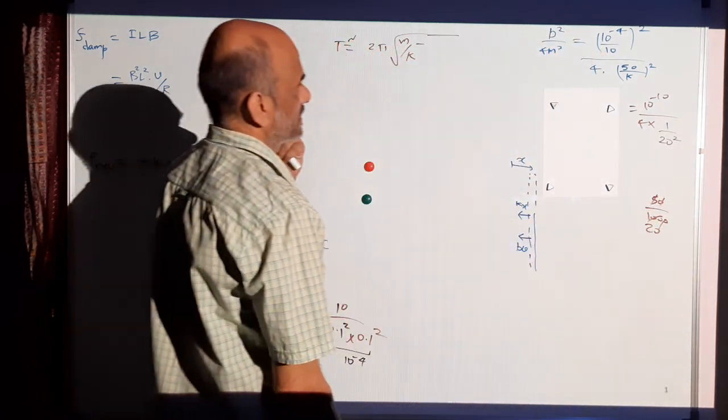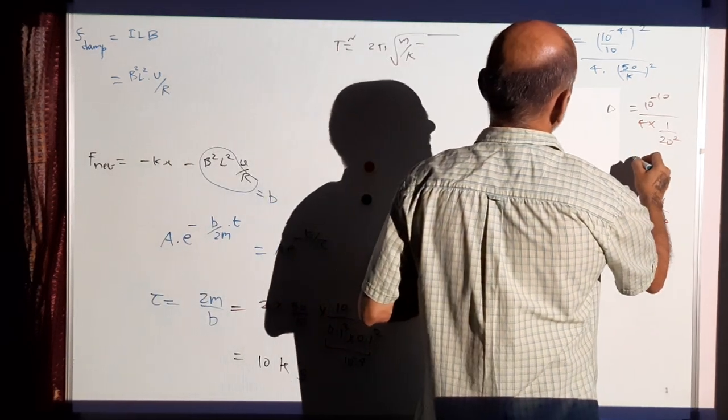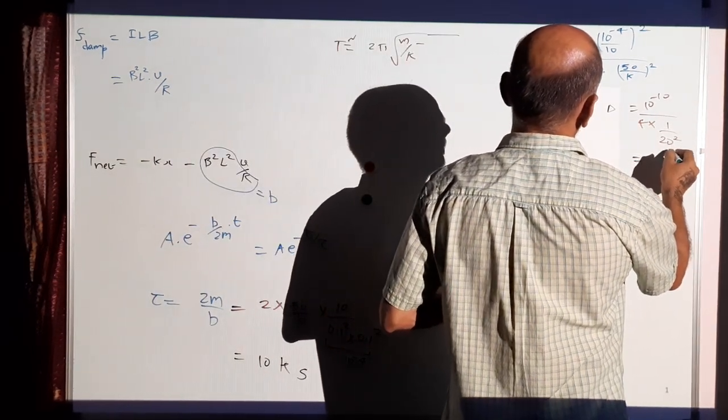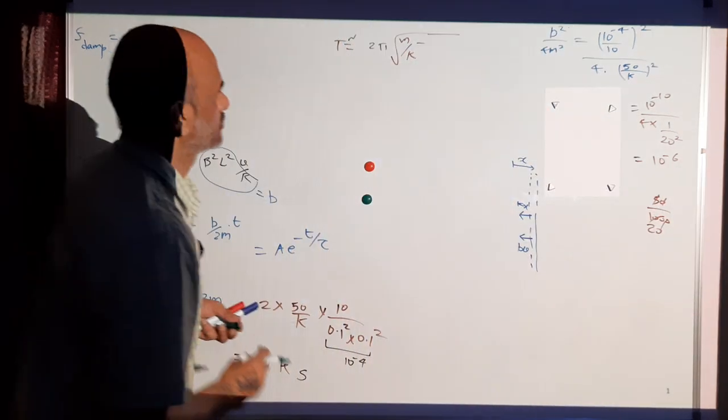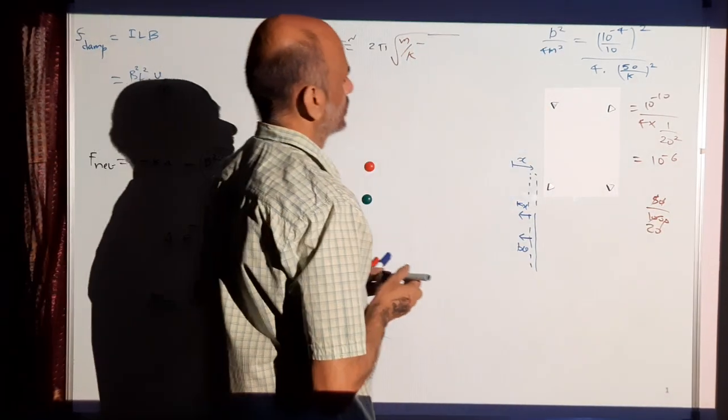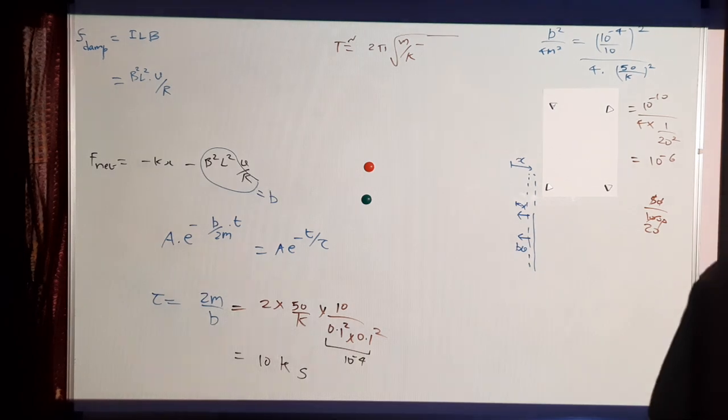So 1 by 20 square. So this 4 will get cancelled, so it will become 100 square. 10 raised to minus 4. So 10 raised to minus 6. It's small compared to m by k or k by m.